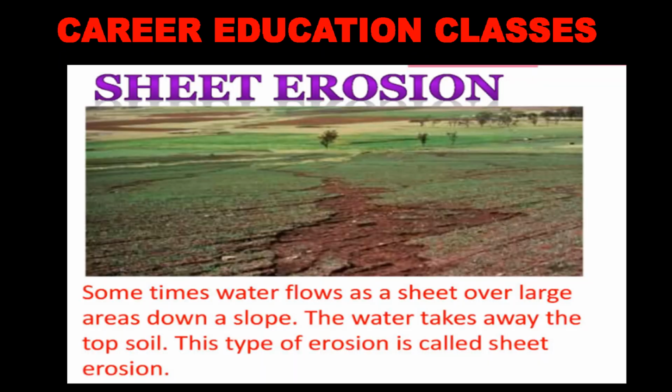Now we move to sheet erosion. Sometimes water flows as a sheet over a large area down a slope. The water takes away the topsoil. This type of erosion is called sheet erosion. Sheet erosion is always on the plains area.